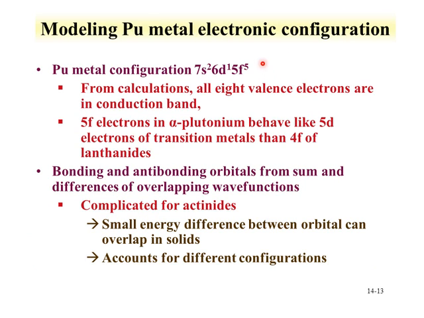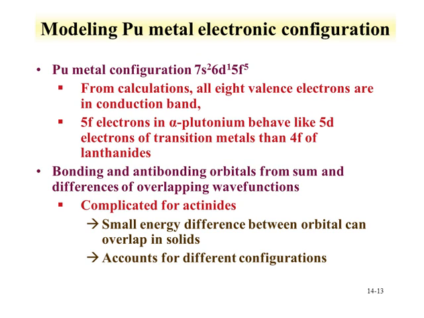The electron configuration of metallic plutonium is shown here, where you get a mixture of F, D, and S orbitals. From calculations, all 8 valence electrons are in conducting bands. The 5F electrons in alpha plutonium behave like 5D electrons of transition metals, more so than the 4Fs of the lanthanides. And this would really manifest the behavior. The 4Fs are not really involved in the bonding and structural behavior. They're not in the highest occupied orbitals, whereas in plutonium, the 5Fs are.